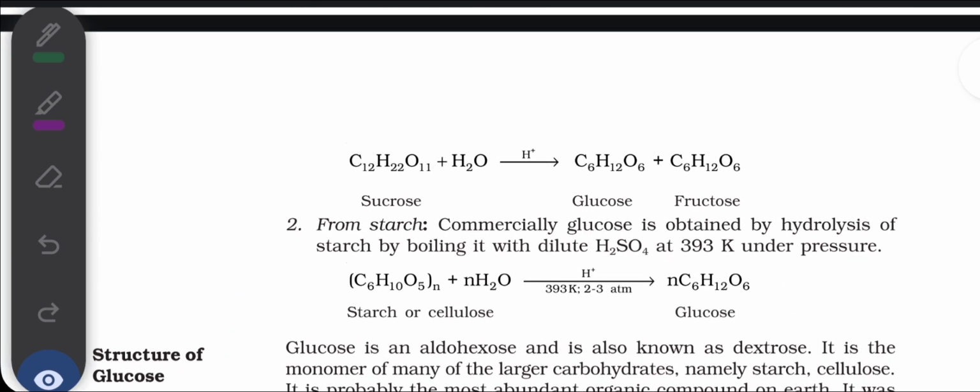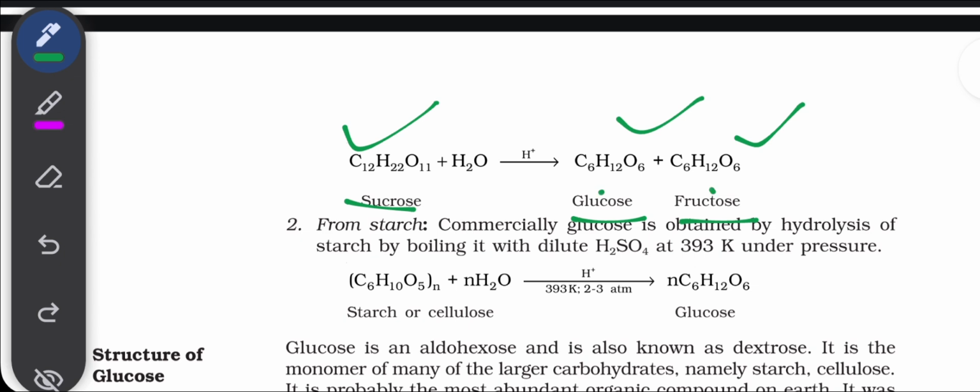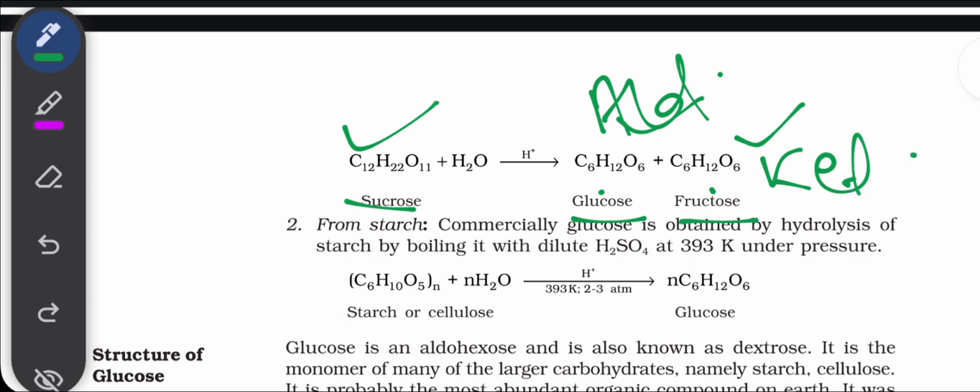Here the equation is given. C12H22O11 is sucrose, giving glucose and fructose. Both have the same formula, but here it is aldehyde in glucose and it is ketone in fructose.